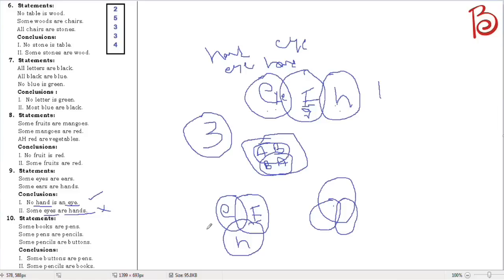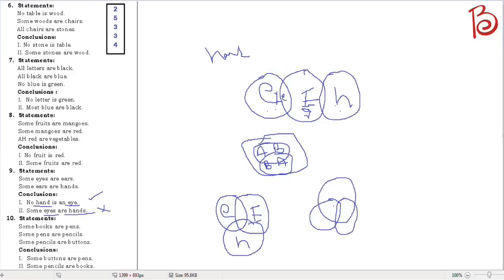Okay, so according to this question, according to the first diagram, first one is right and second one is wrong. According to the second diagram, first one is wrong and second one is right. So either this one is right or this one is right. So the option will be 3. Suppose if both the options are right, the option will be 5.